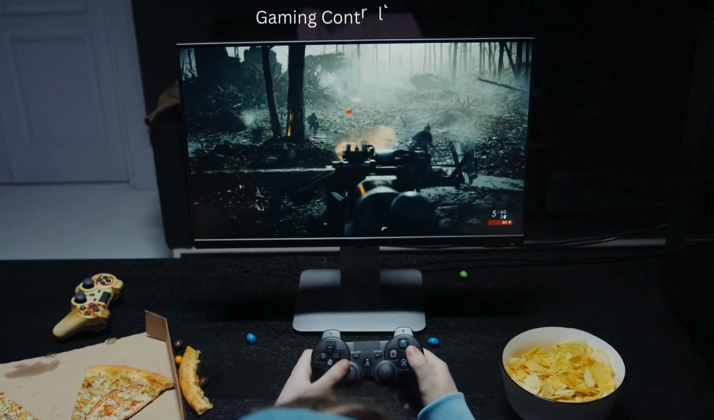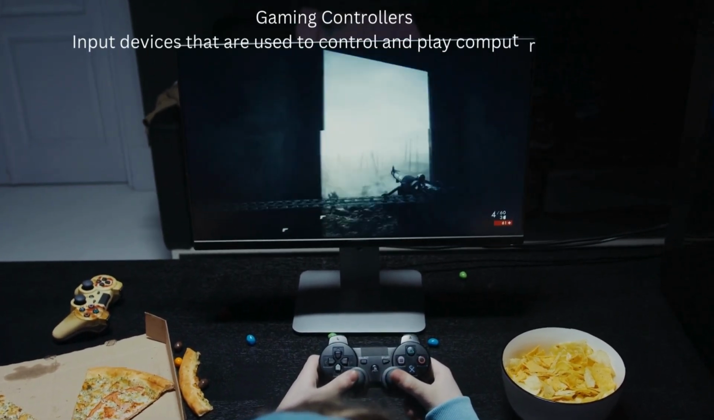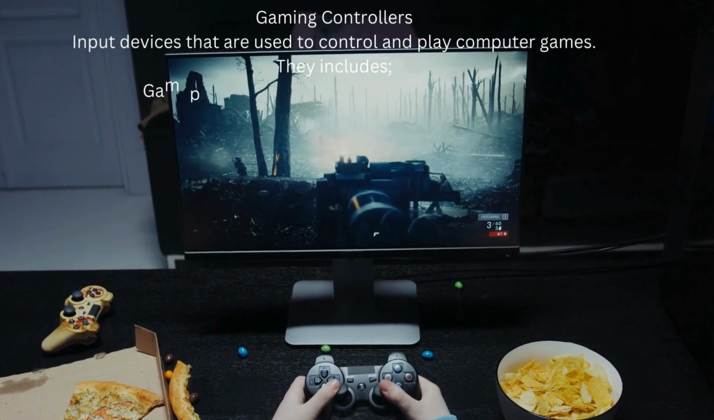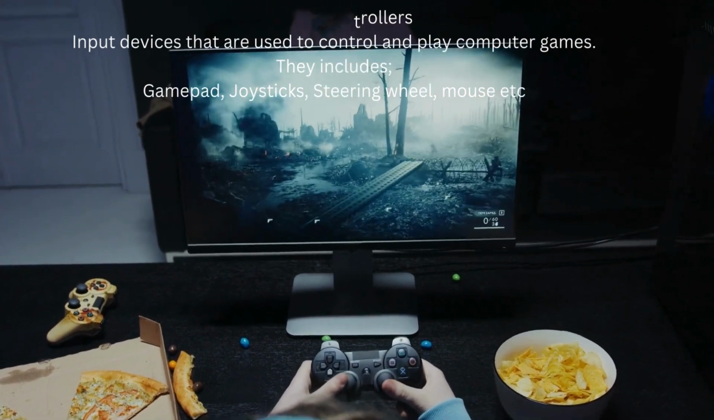Gaming controllers. Input devices that are used to control and play computer games. They include gamepad, trackball, joysticks, steering wheel, among others.